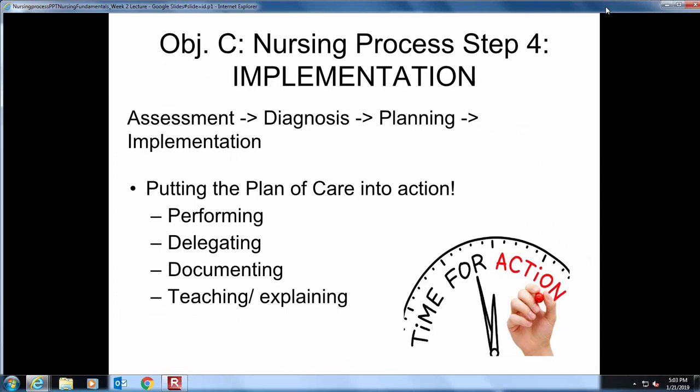So implementation then is the action phase of the nursing process. This is where you perform the interventions you established, and it's collaborative. Performing the intervention allows you to reassess the goals. Make certain that the intervention is relevant and your patient understands what's expected. Be sure to document what was done. The nurse is responsible for teaching the patient and family about the interventions.